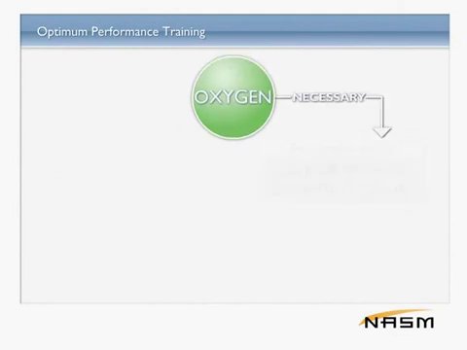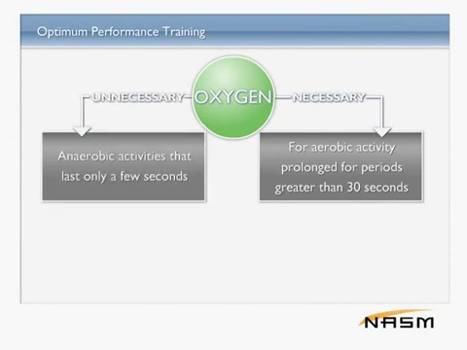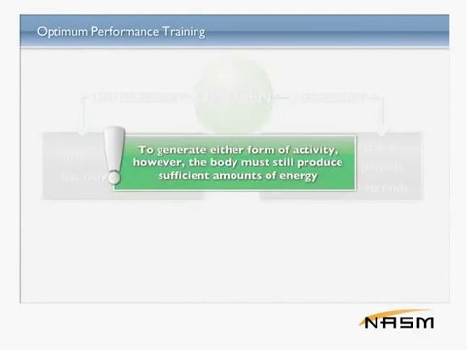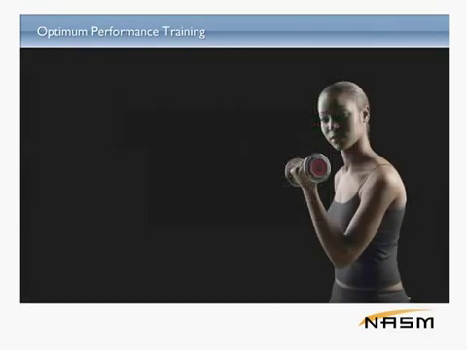Oxygen is the necessary catalyst for aerobic activity prolonged for periods of greater than 30 seconds. Anaerobic activities that last for only a few seconds are not dependent upon oxygen for proper execution. To generate either form of activity, however, the body must still produce sufficient energy. The study of how chemical energy, or food, is converted into mechanical energy, or work, is known as bioenergetics.